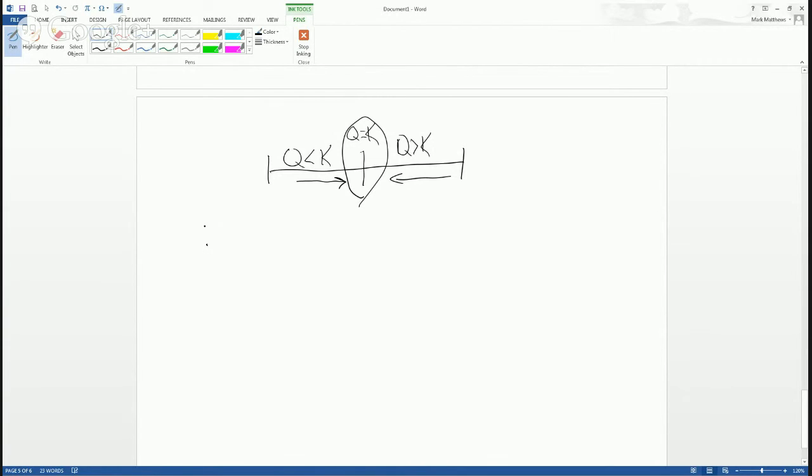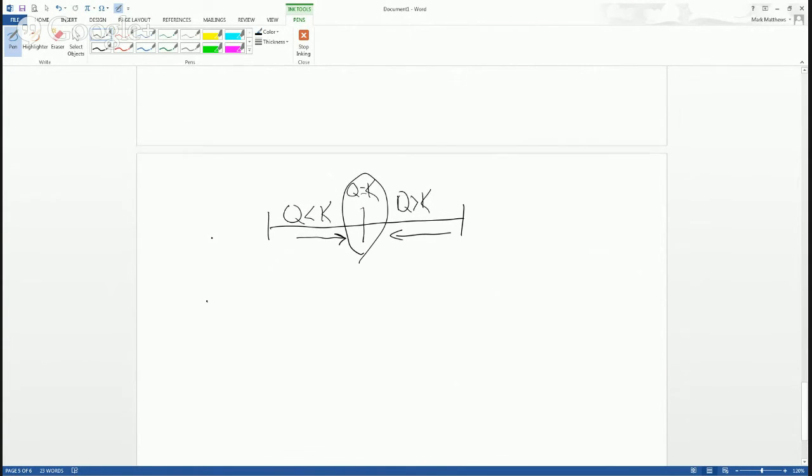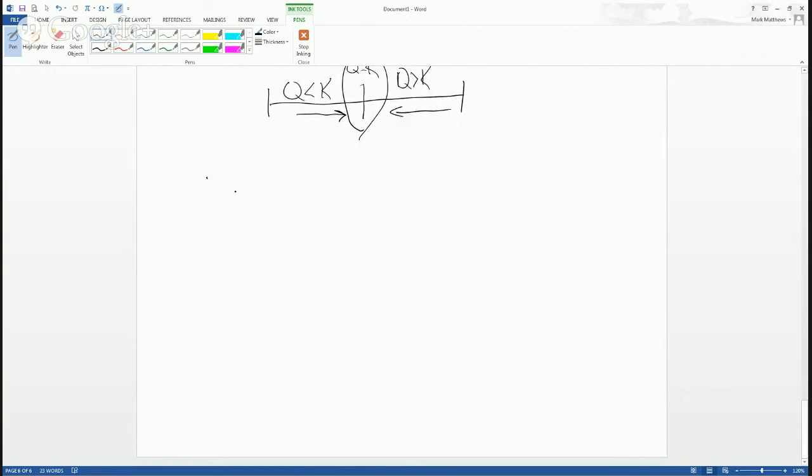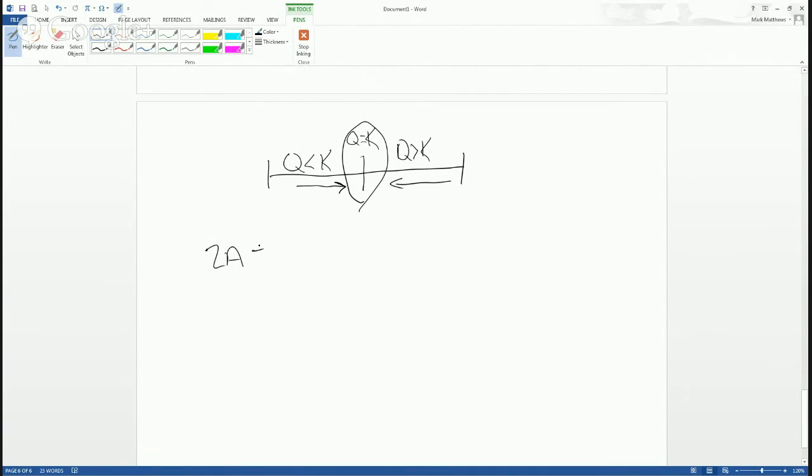So, for example, let's look at the reaction between made-up reactants A and B.